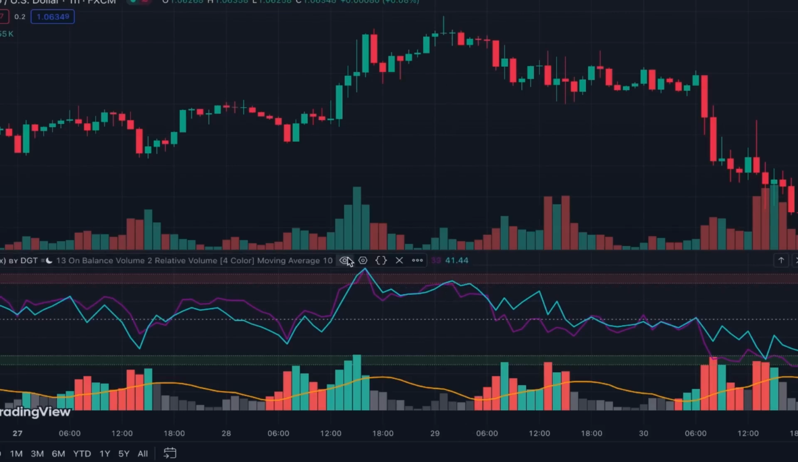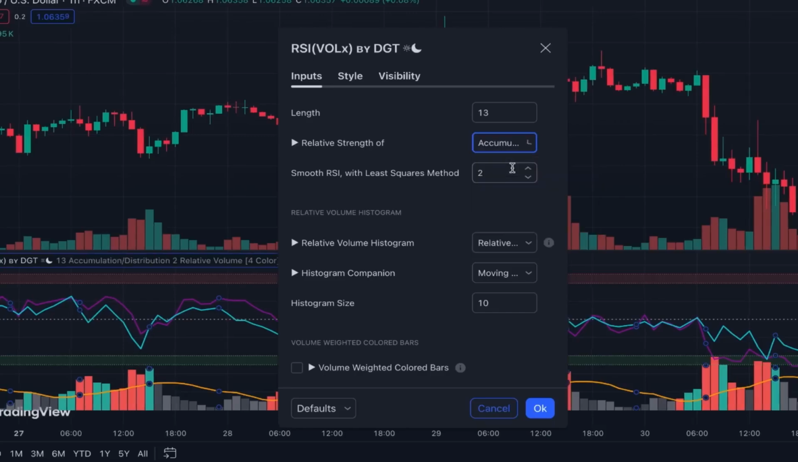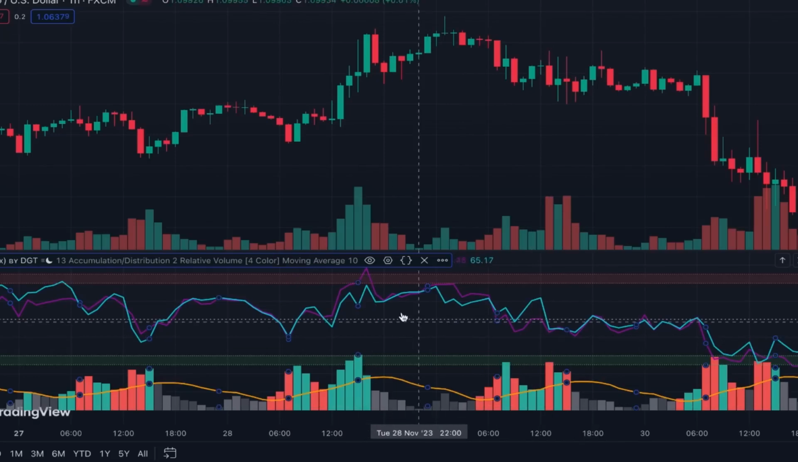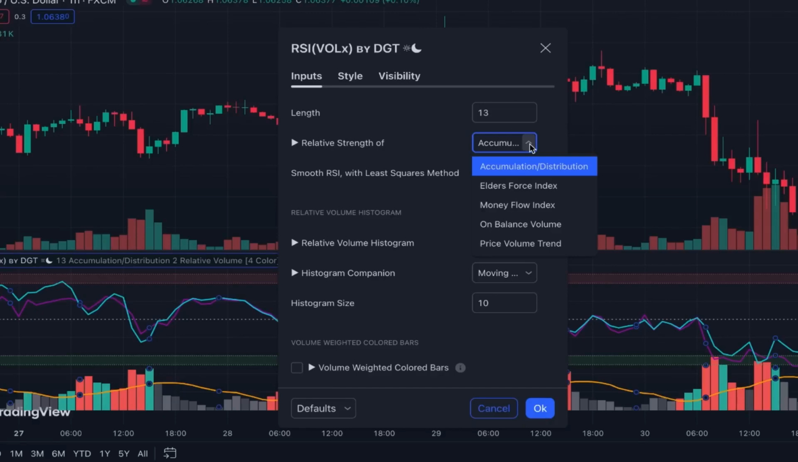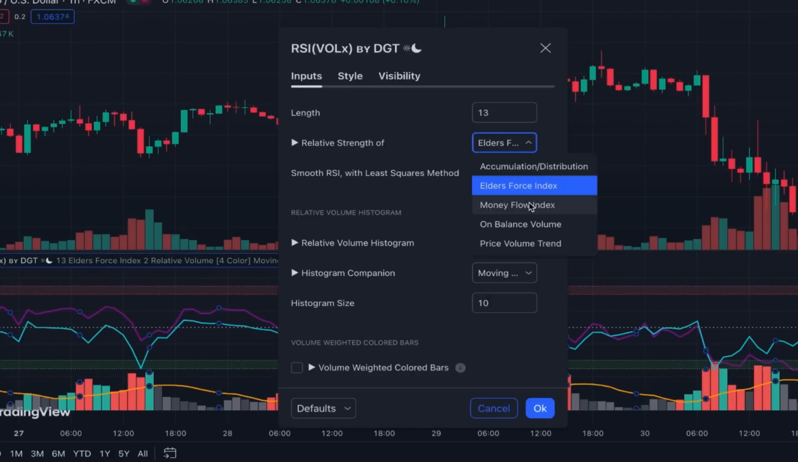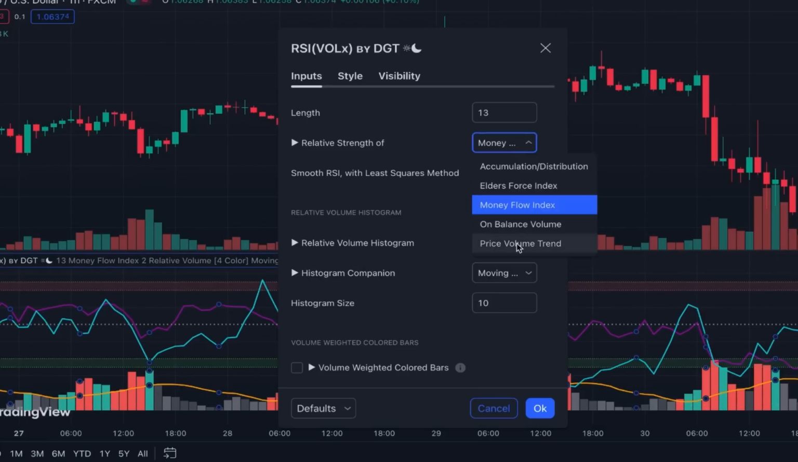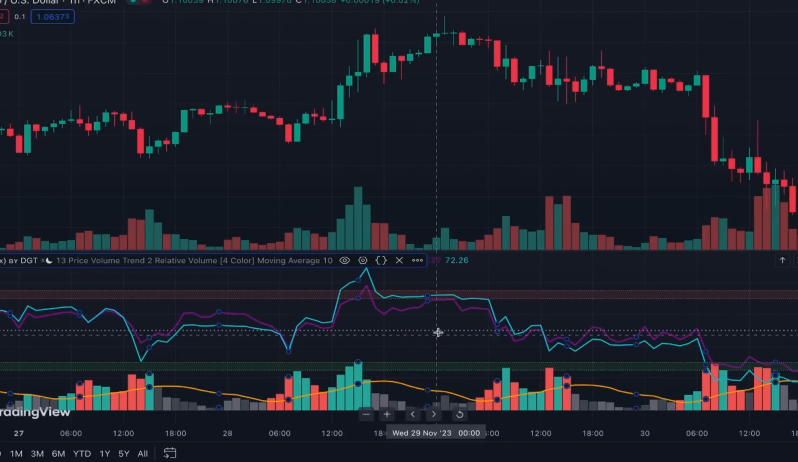Let's go to the settings of the indicator and change the indicators and see what the signals are from other indicators. We change it to the accumulation distribution indicator, and from this indicator we can see that this is also showing divergence. Again, we go to the indicators, and here we change the volume indicator to Elder's force index, and for this indicator you can see that it's showing a very high level of divergence. Let's change the volume indicator to another type. We change it to money flow index, and for this one you can see that it is also showing divergence. Let's change it to another type. The next would be price volume trend, and for this one it is also showing divergence.